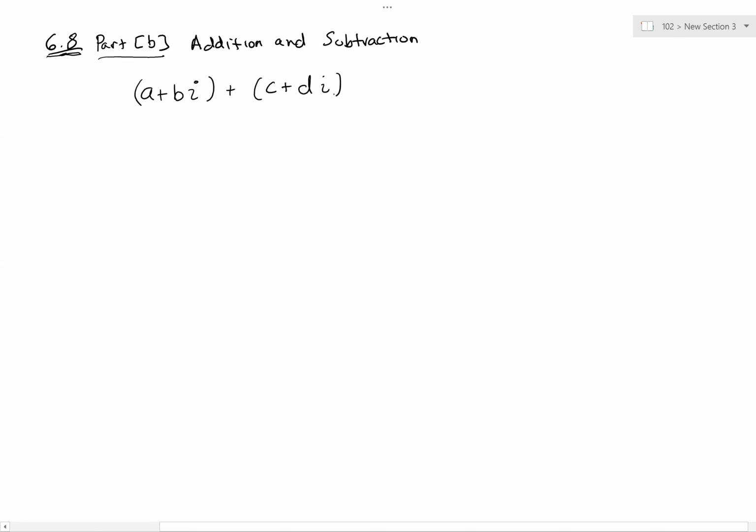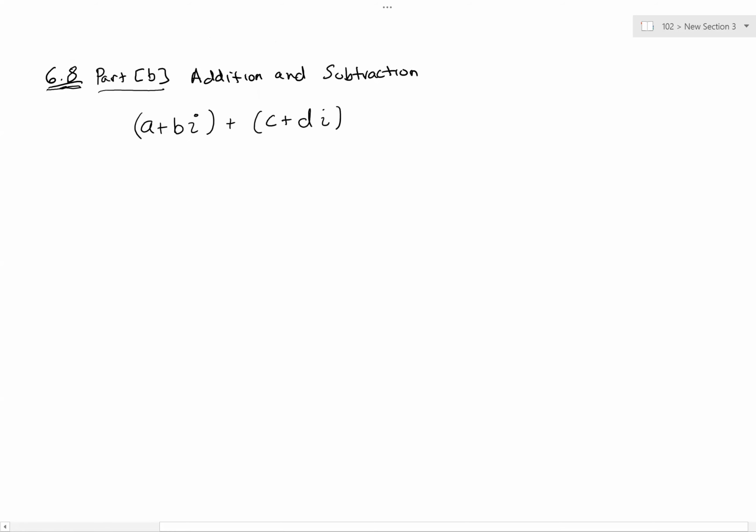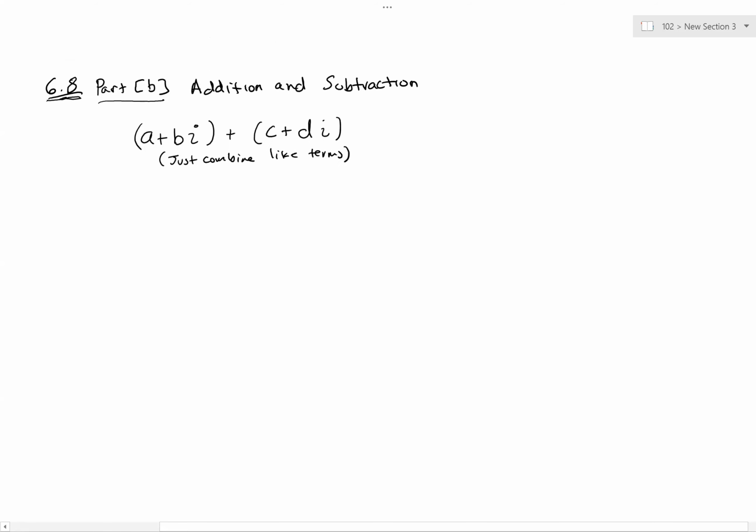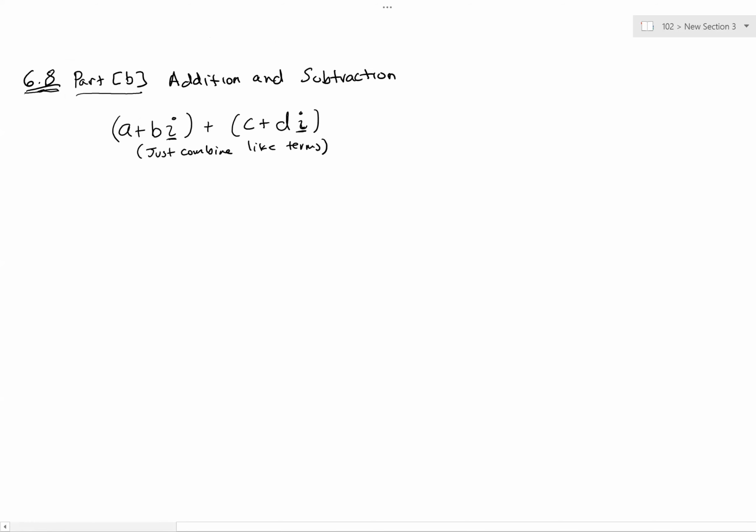Okay, so if we want to add two complex numbers, basically we're combining like terms. So just combine like terms. So it works exactly like you were adding two linear polynomials if you were to treat i like a variable. It's not a variable. Remember, it's that special number that we called one of the square roots of -1. But addition works exactly the same way.